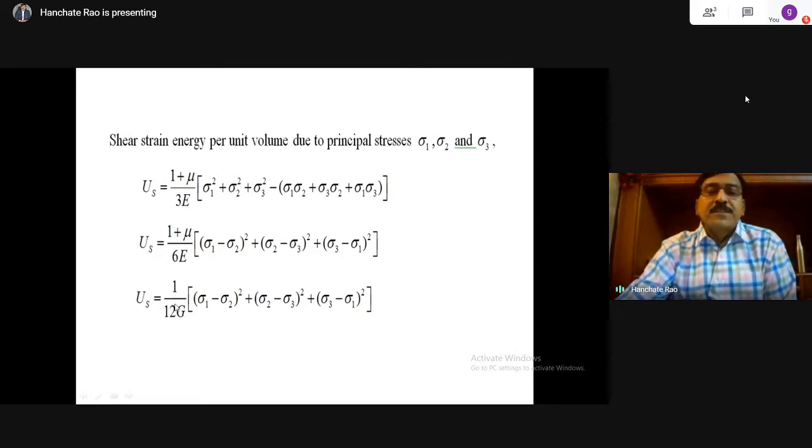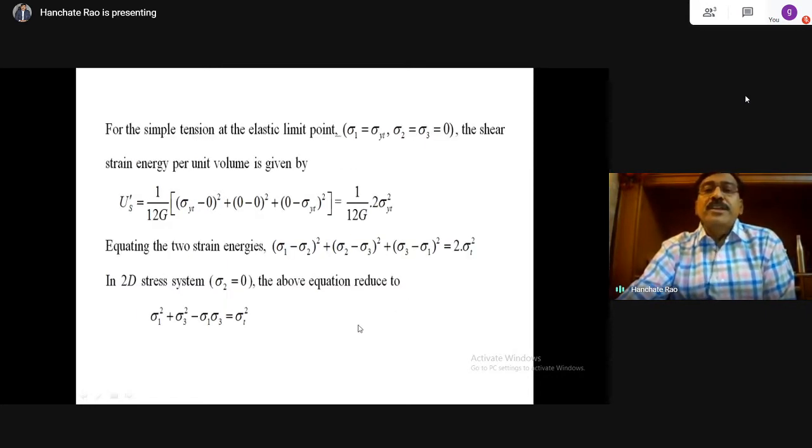Or otherwise in terms of shear modulus, this can be written as 1 by 12G into (sigma 1 minus sigma 2) whole square plus (sigma 2 minus sigma 3) whole square plus (sigma 3 minus sigma 1) whole square. So this is the strain energy due to sigma 1, sigma 2, sigma 3. Now what is the strain energy due to yield stress? The strain energy due to yield stress is 1 by 6G into sigma yt square. So equate these two.